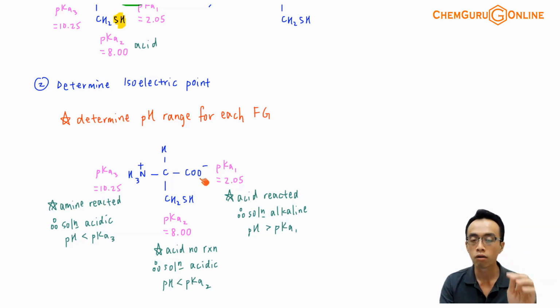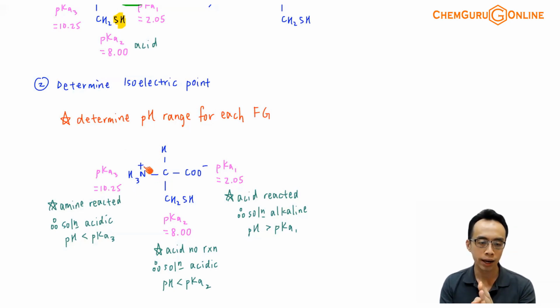So let's look at this functional group by functional group. If I consider my alpha acid, you notice it takes part in the reaction, correct? It is converted to COO-. So this will mean that the solution is alkaline with respect to your alpha acid, and therefore the pH has to be greater than pKa1, bigger than 2.05.